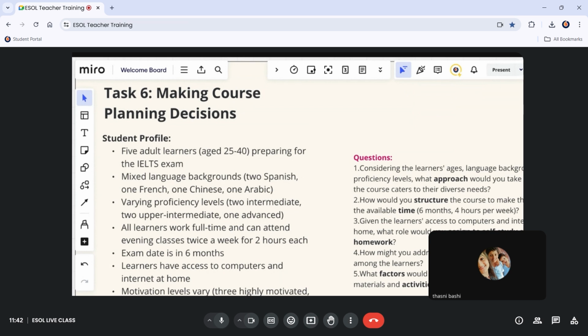So, thus, by implementing these strategies, I would do my best to cater to the diverse needs of the learners.